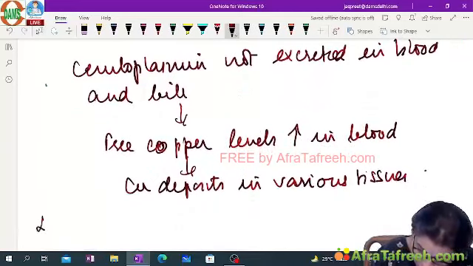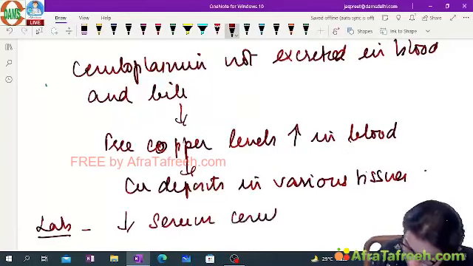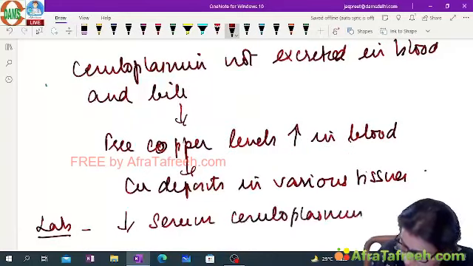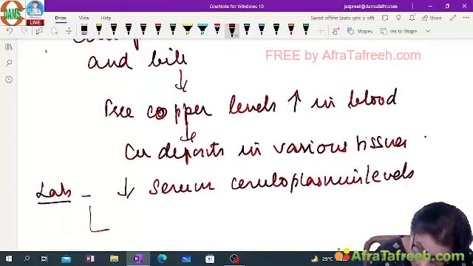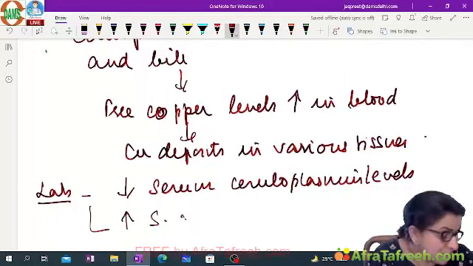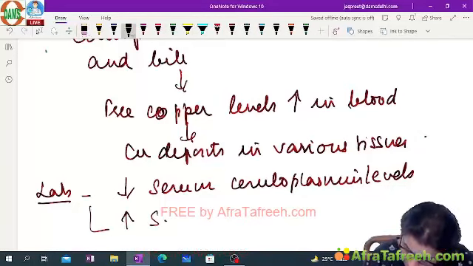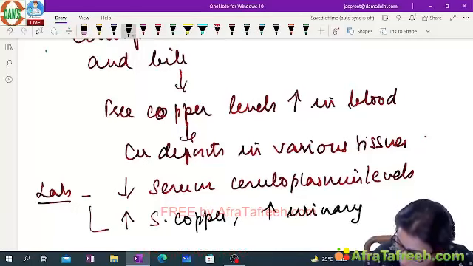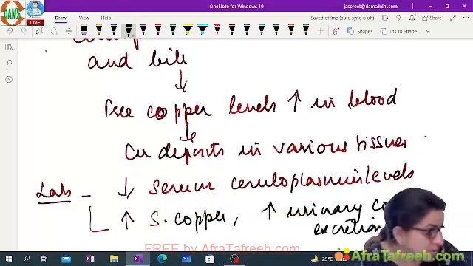So now if you do lab tests, what will you find? Decreased serum ceruloplasmin levels. Second, what do you see? We see increased serum copper levels and increased urinary copper excretion.